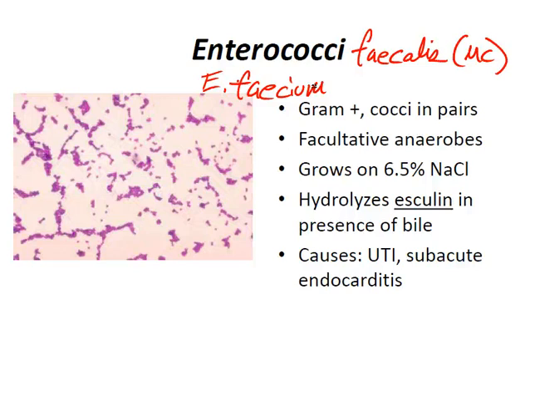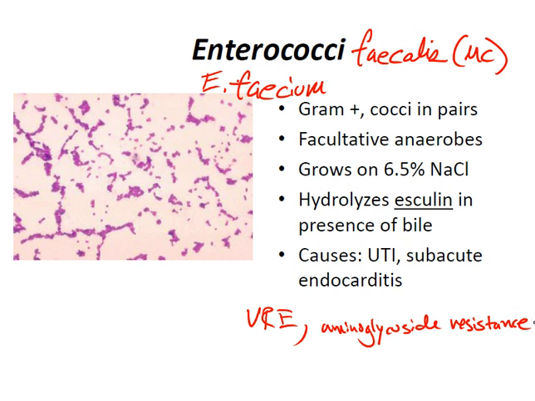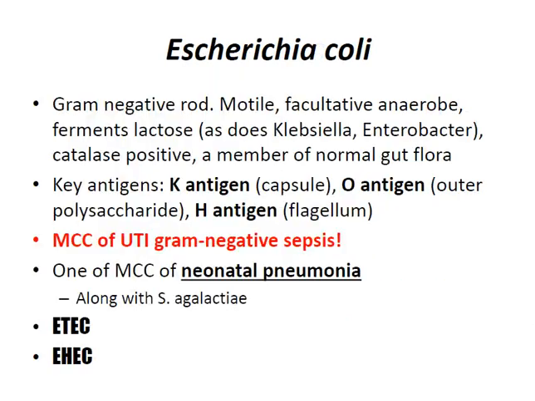Formerly classified as Group D Streptococcus, it was reclassified based on its DNA analysis. Now, it can also cause UTIs and subacute endocarditis. It has high rates of aminoglycoside and vancomycin resistance. So, VRE, vancomycin resistance, and aminoglycoside resistance. That's Enterococci for you.